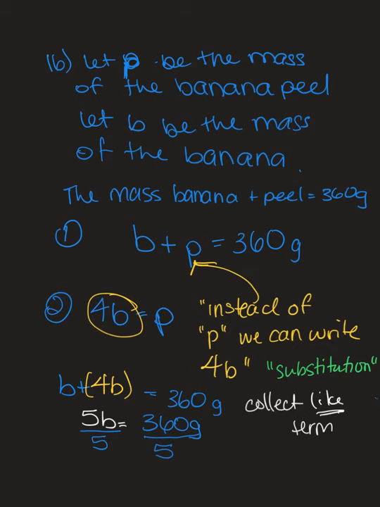Notice that on the left-hand side, 5 divided by 5 goes to 1, so those cancel. Those go away. That just leaves me with a B, and 360 divided by 5. 360 divided by 5 is going to leave me with 72. What does this mean? Well, this means that the mass of that banana is going to be 72 grams, so we've now found our answer here.